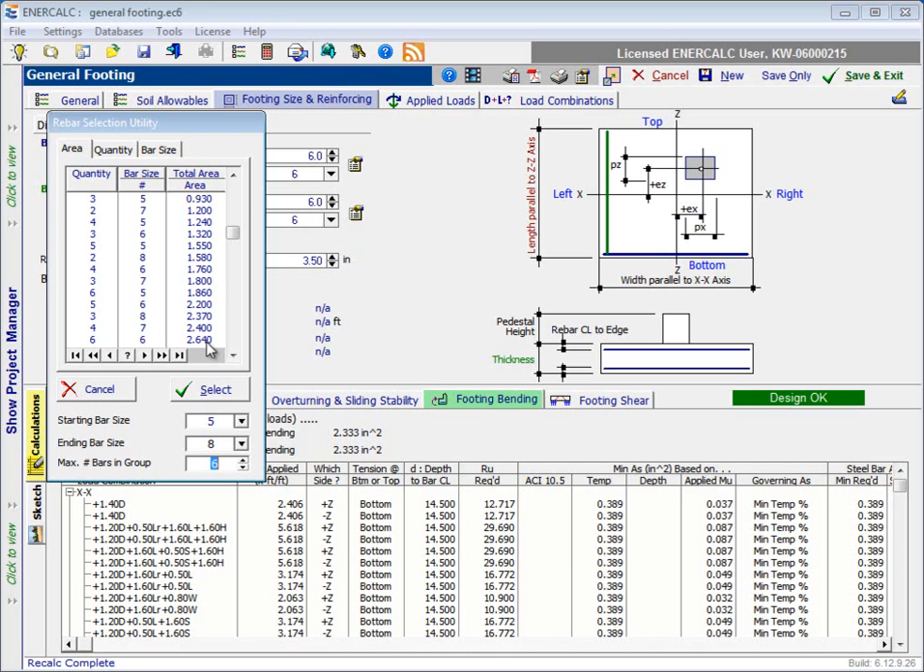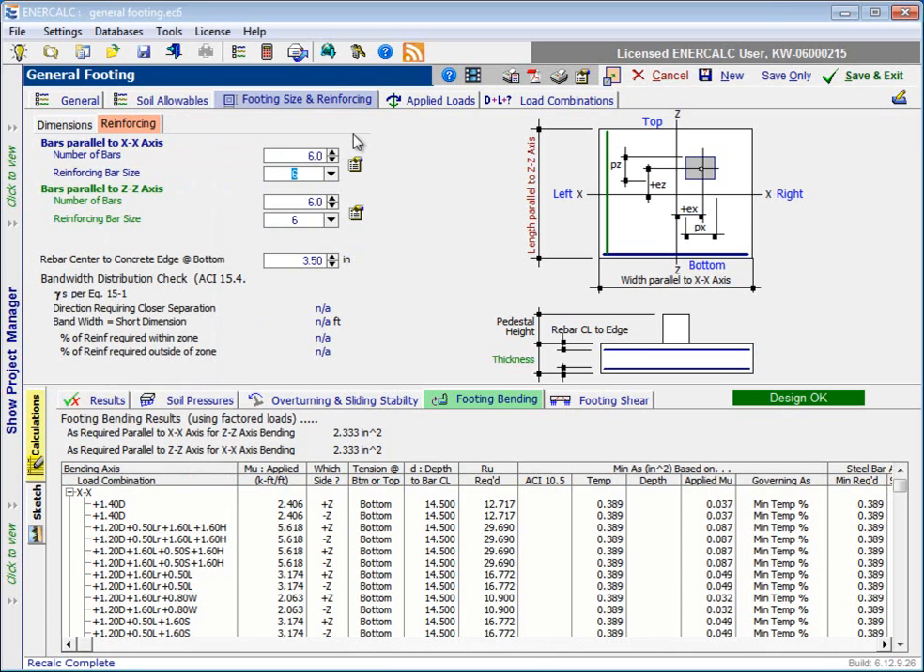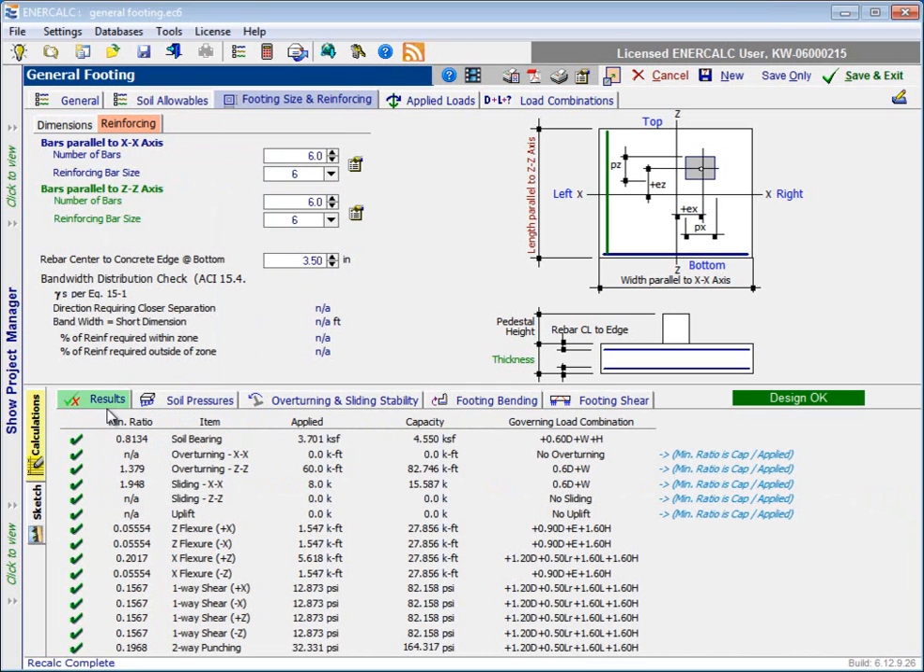We could go with 4 number 7 bars, or maybe we'd prefer to use more bars of a slightly smaller size. So we could take a look at limiting the ending bar size to, say, a number 6. Okay, so 6 number 6s will do the trick, and actually it just looks like we happen to be at a good reinforcing pattern right now. The 6 number 6s that we originally guessed just happen to be pretty functional for this design.